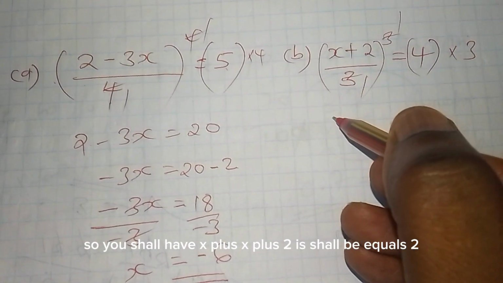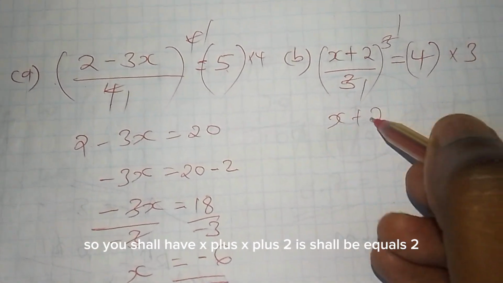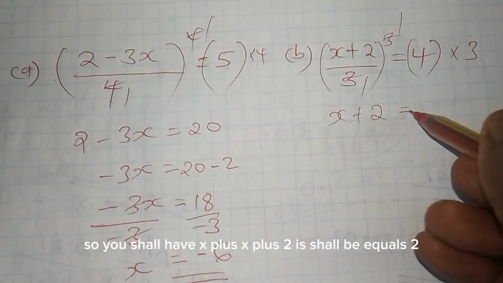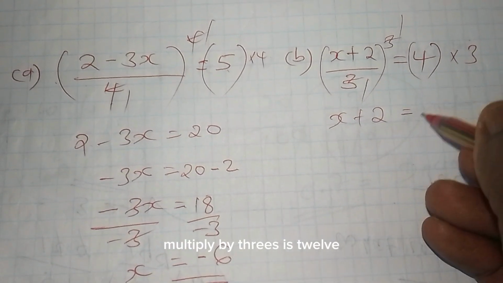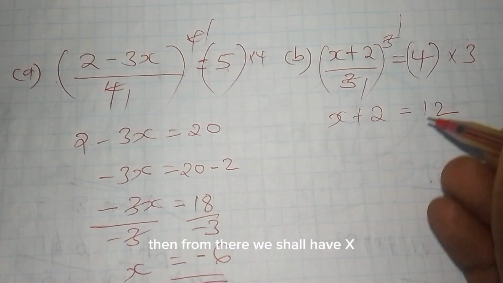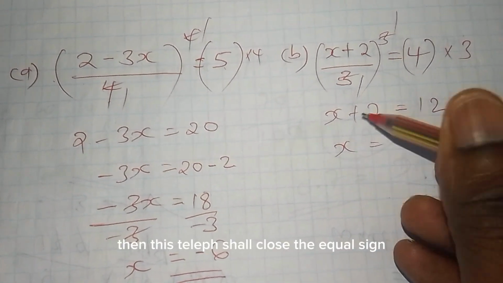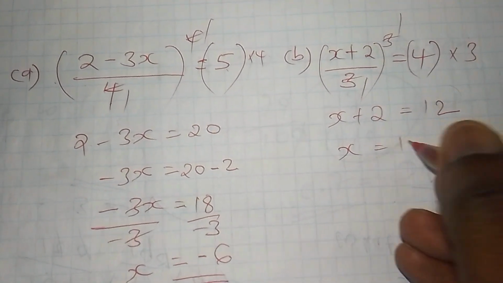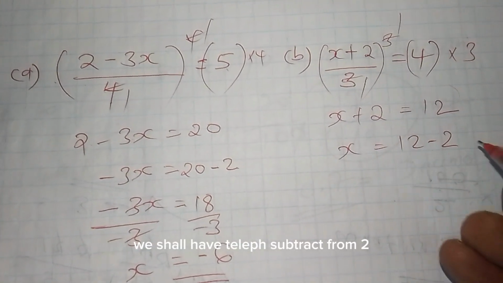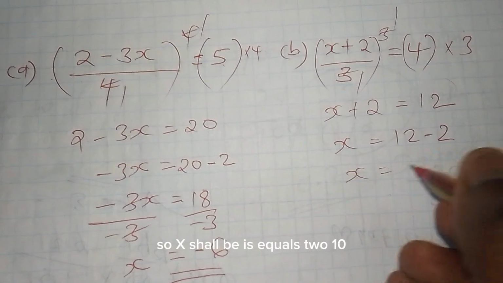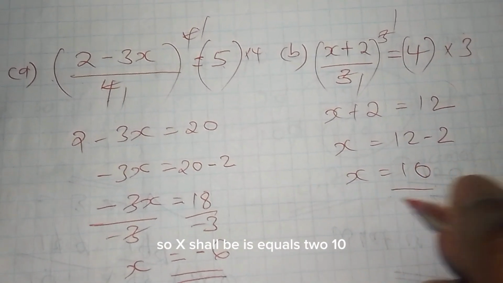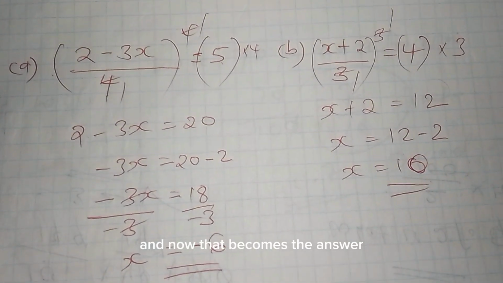So you shall have x plus 2 shall be equal to 4 multiplied by 3 is 12. Then from there, we shall have x, then this 12 shall cross the equal sign. We shall have 12 subtract from 2. So x shall be equal to 10. And now that becomes the answer.